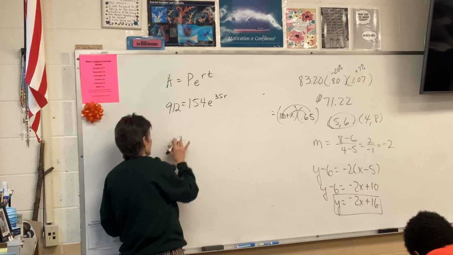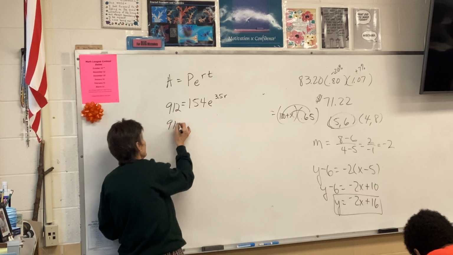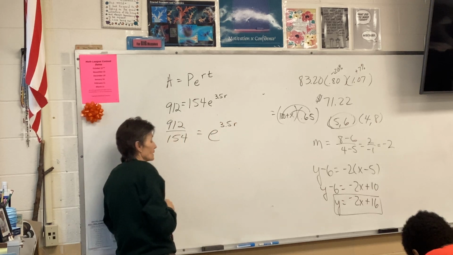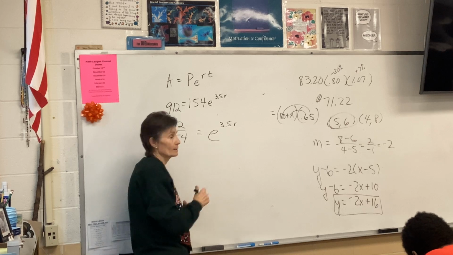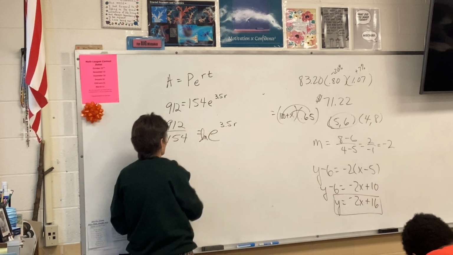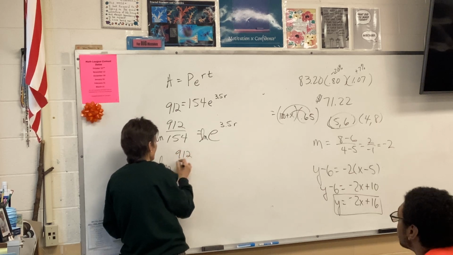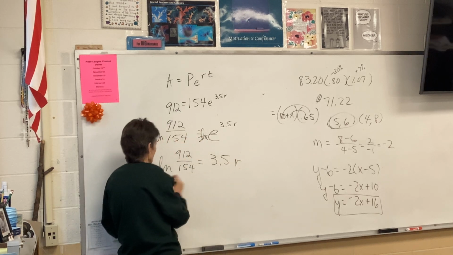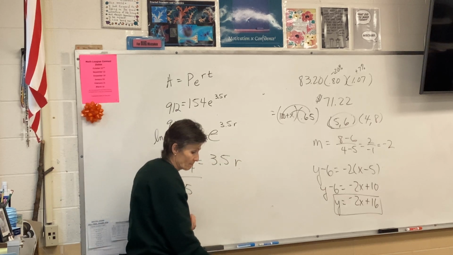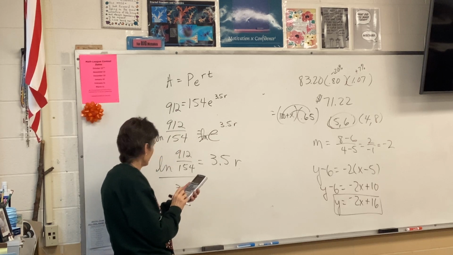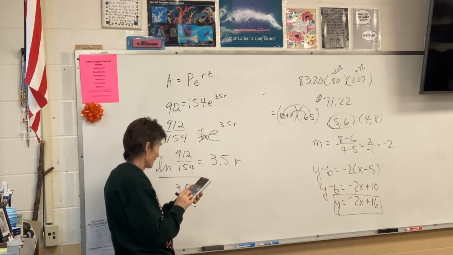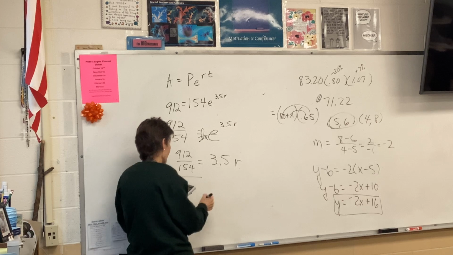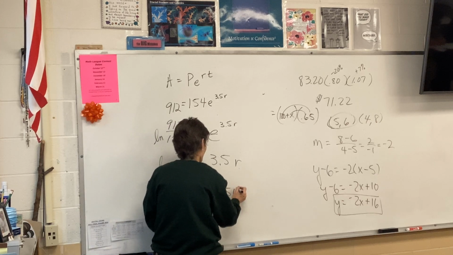All right, so now we're going to solve it. What are we going to do first? Divide. And then ln both sides. So ln 912 over 154 equals 3.5r. And then divide by 3.5. So ln 912 divided by 154 divided by 3.5. I got 0.508.